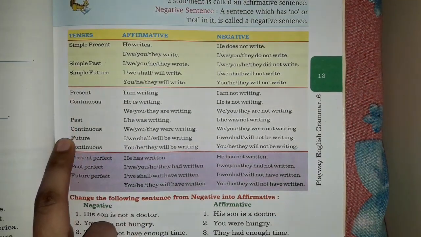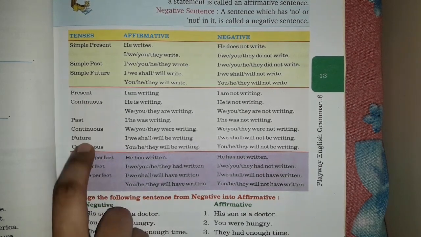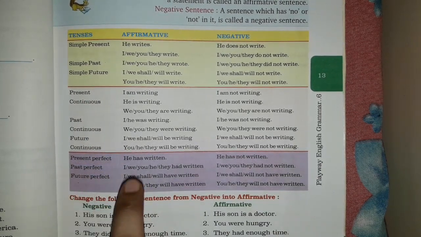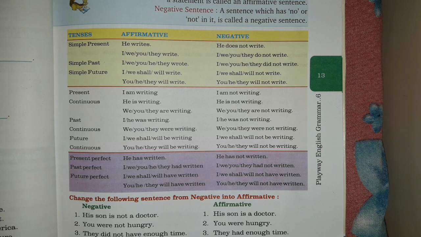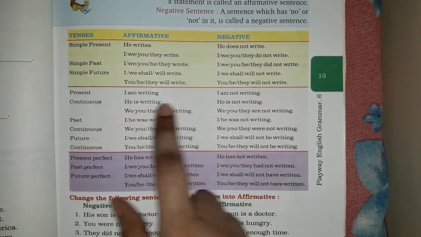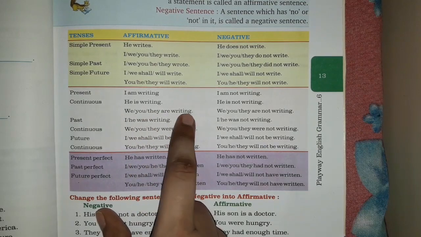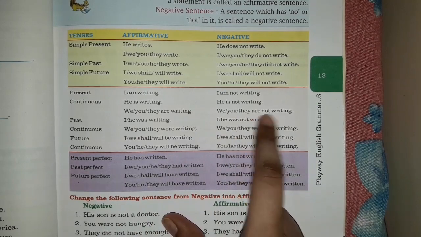Now let's talk about the continuous form of tenses. Various tenses. Present continuous, past continuous, and future continuous. You all very well know when we write the continuous form, the verb will have what? ing in it. For example, write becomes writing, dance becomes dancing, play, playing, sing, singing. So when we talk about the continuous form, ing is put in that word. I am writing, I am not writing. He is writing, he is not writing. We, you, they are writing. Why is are coming? Because they are plural. So they are writing. We, you, they are not writing.